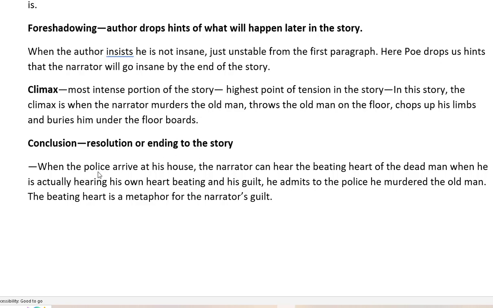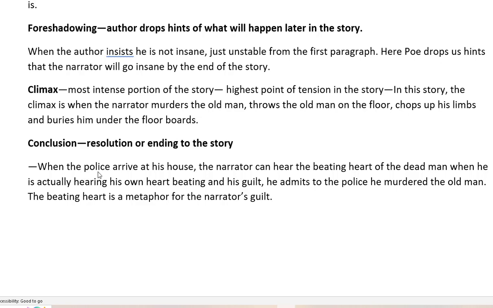So when the police arrive at the murderer's house to investigate the missing old man, because by this time the old man's family has reported him missing, and the police are going house to house to search for the old man to see where he is. So finally the police arrive at the narrator's house, and at first the narrator invites the police into his living room, and they even have tea. But then the insanity of the narrator kicks in as he hears the beating heart, as it gets louder and louder, of the dead old man under the floorboards.